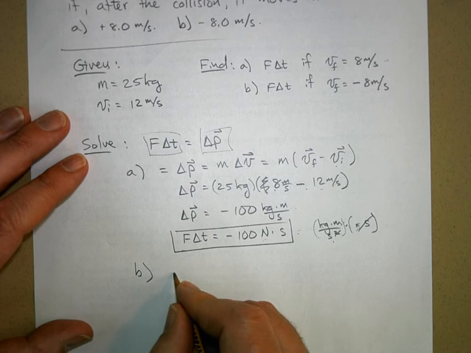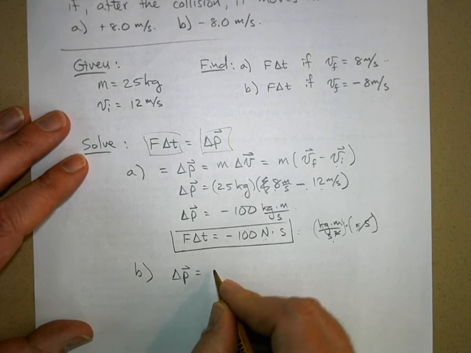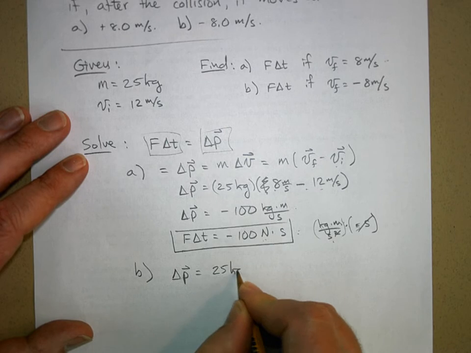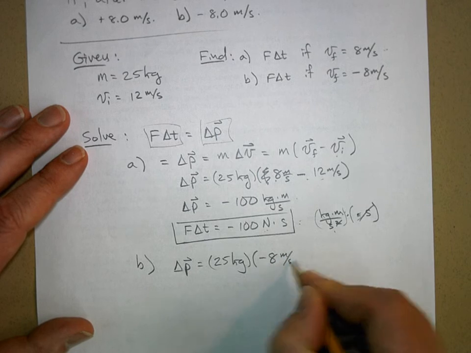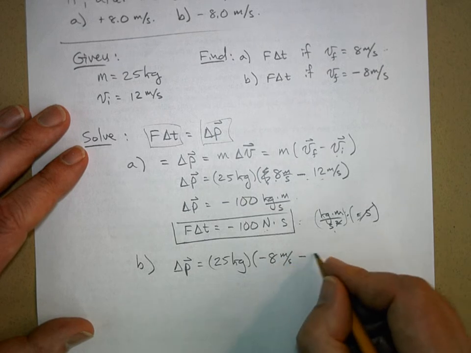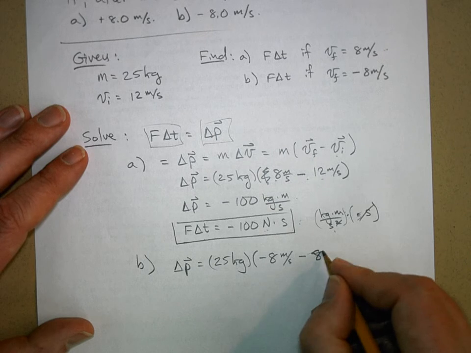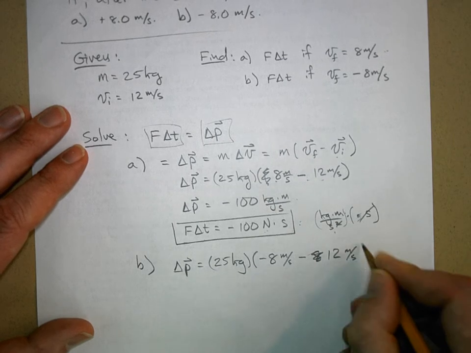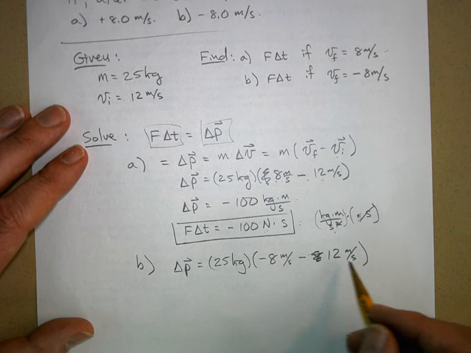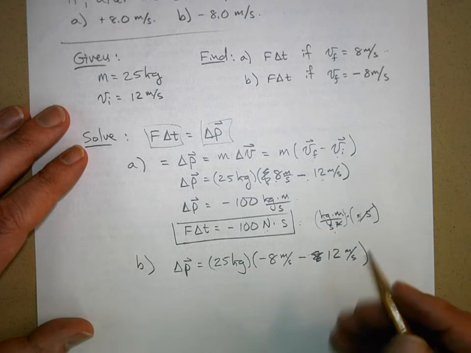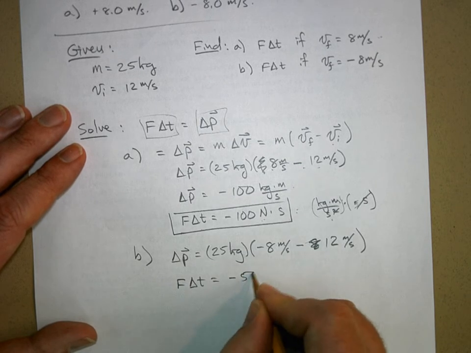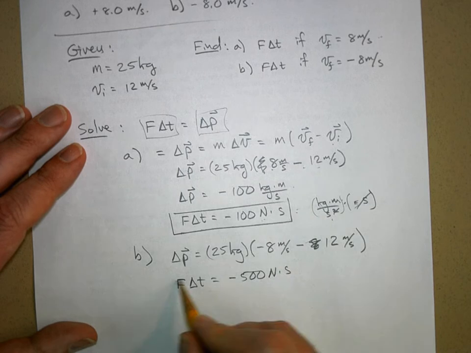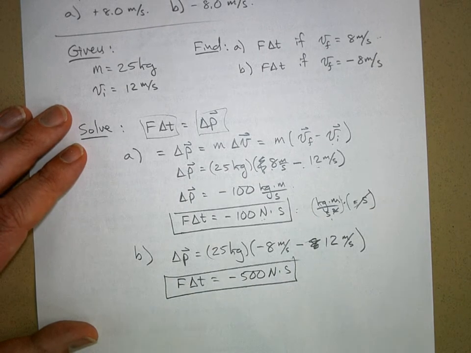For part B, we're going to do the same thing, but now the change in momentum is equal to 25 kilograms times the V final, negative 8 meters per second, minus the initial velocity, 12 meters per second. That's negative 20. Negative 20 times 25 is negative 500. So the force times time would be equal to negative 500 newton seconds, if you chose to express the units that way.